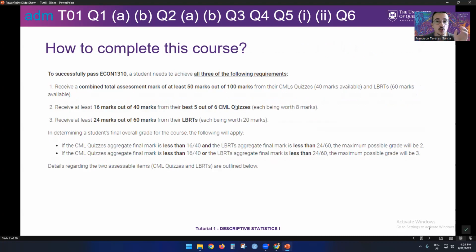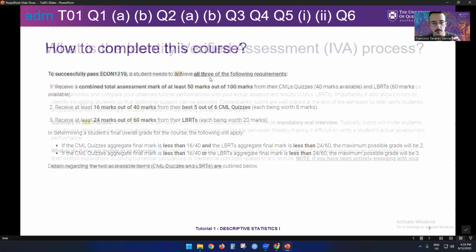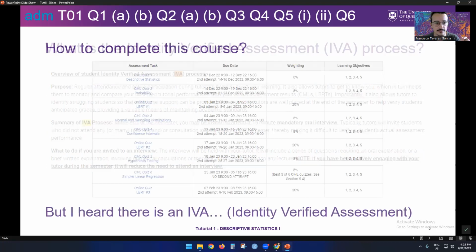And there is also something we call a hurdle. If you haven't heard before, it means we need you to get at least 40%. So 40% or more on your CMLs, and also 40% or more on your LBRTs. Because LBRTs are 60%, so 24 marks, and CMLs in total are 40%, a total of 16 marks. I'll come back to that a little bit.